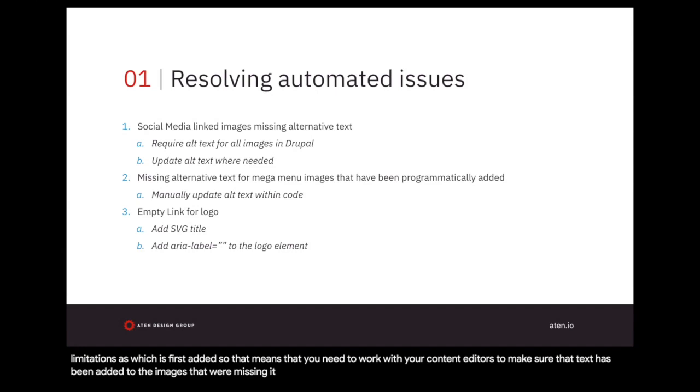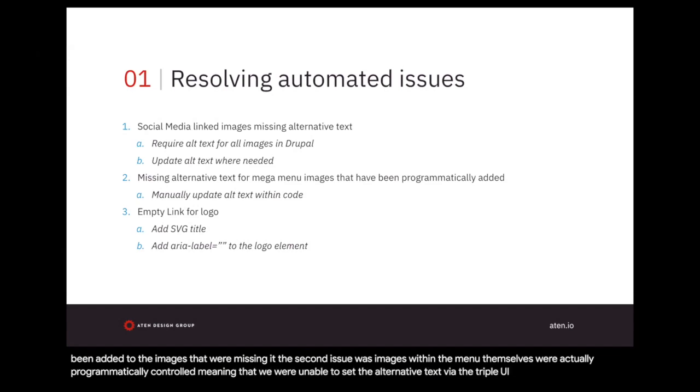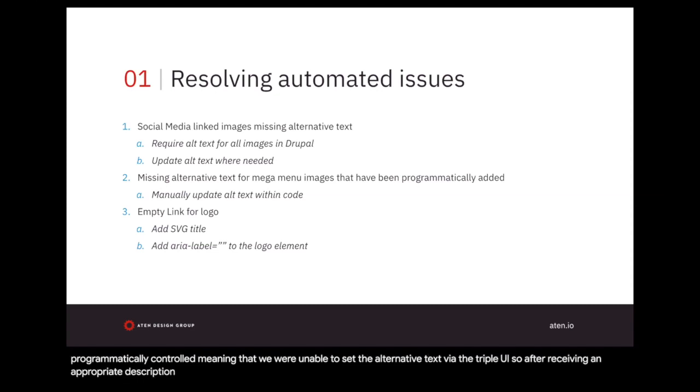The second issue was images within the menu themselves were actually programmatically controlled, meaning that we were unable to set the alternative text via the Drupal UI. So after receiving an appropriate description of what the images were, we manually added alt tags within the code for those.